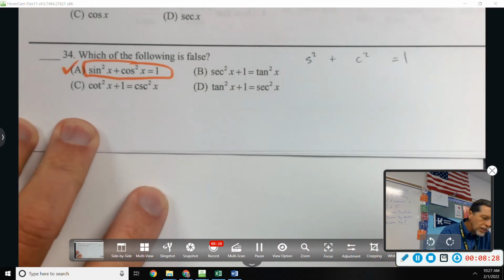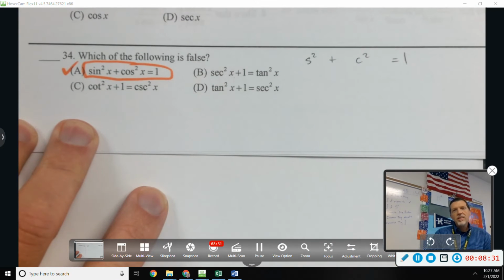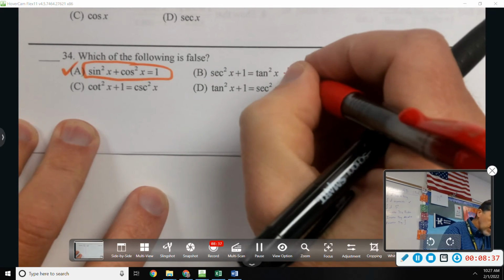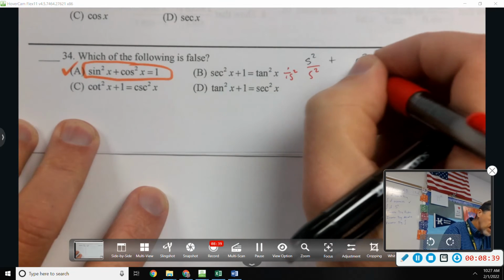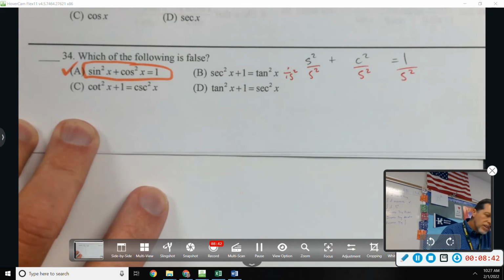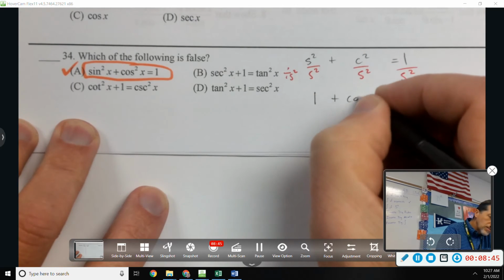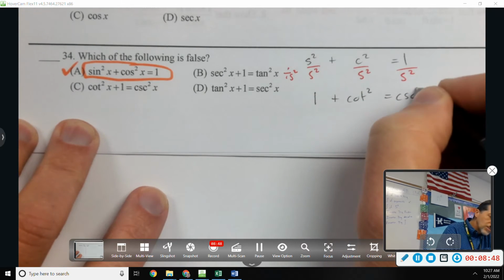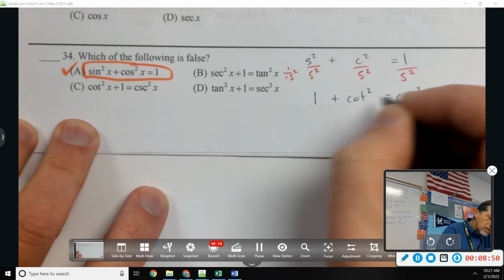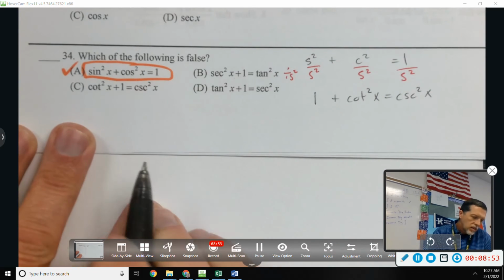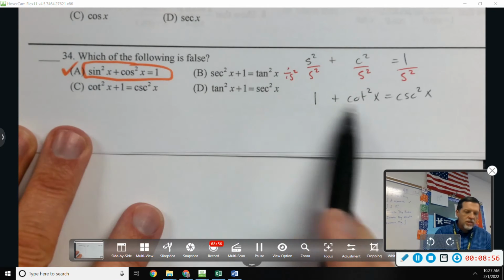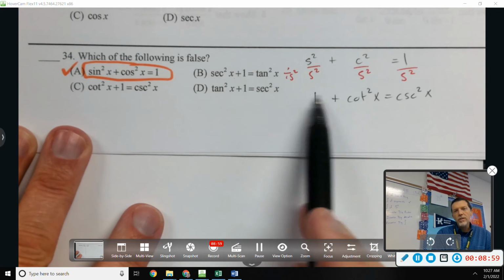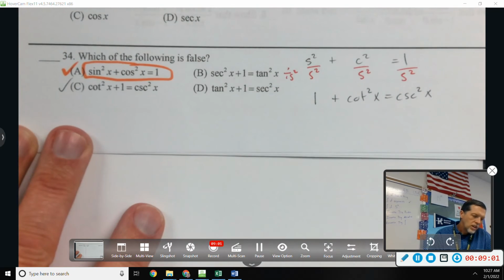And then looking at the others, I don't know, because I find the others starting with this one. So let's divide by sine squared. That'll get us one of the others. So 1 plus cotangent squared equals cosecant squared. Okay, so C is, switch the order, but addition doesn't matter for the order. So C is good. So B or D, one of those isn't right. I don't know until I divide by cosine squared.